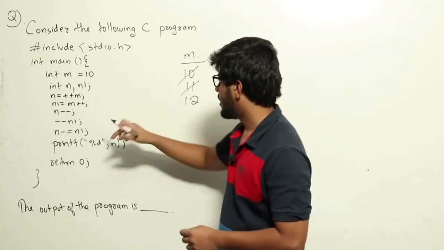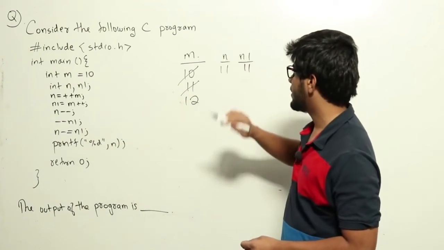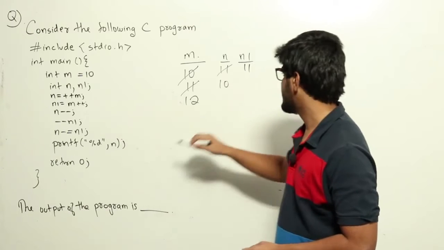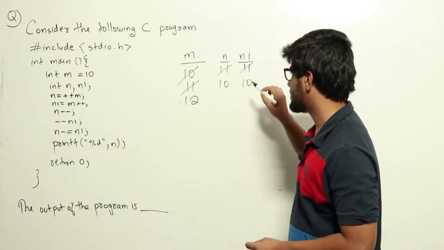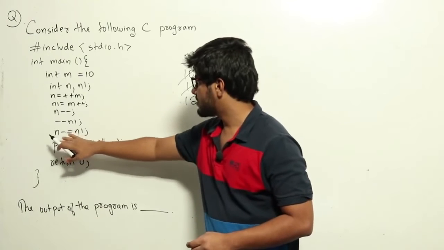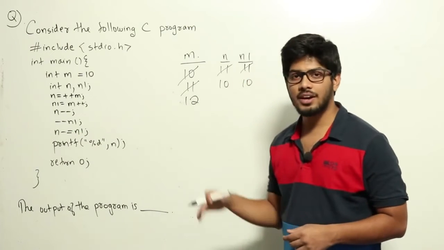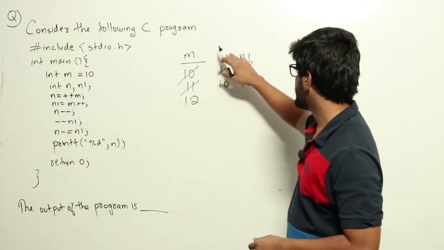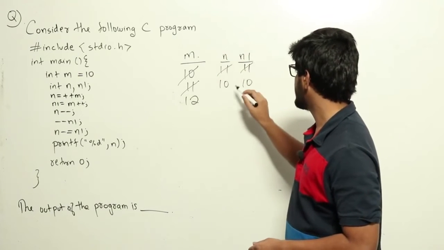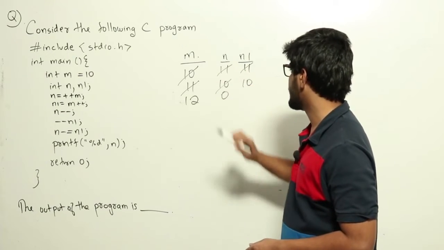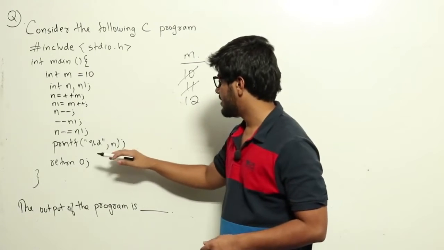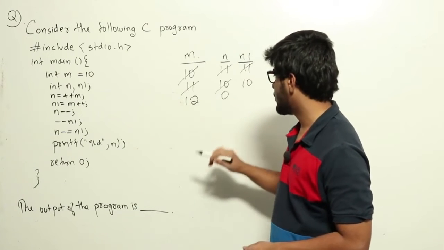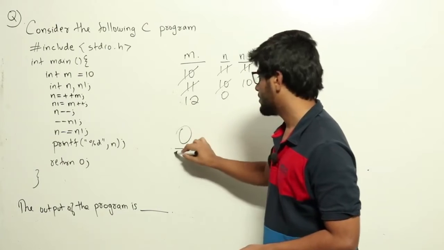Okay. After that we are doing n minus minus. N minus minus means n is decremented, so n becomes 10. After that minus minus n1, that is same, n1 is also decremented, becomes 10. After that the statement is n minus equal to n1, meaning n equal to n minus n1. So n minus n1 is 10 minus 10, that is 0. N becomes 0 now. Printf percentage d n, there we'll be printing n's value here. So n is 0 here. So the output of the program is 0.